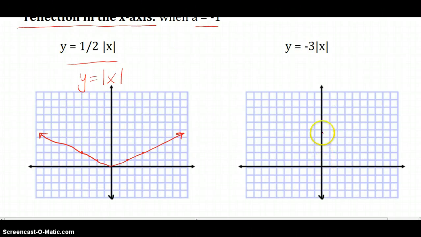It's going to be really skinny. And again, this is your new slope, the absolute value. You look at the absolute value of -3, which is 3. So your new slope is going to be 3. So you're going to go up 3 over 1, up 3 over 1. Same thing on the other side.